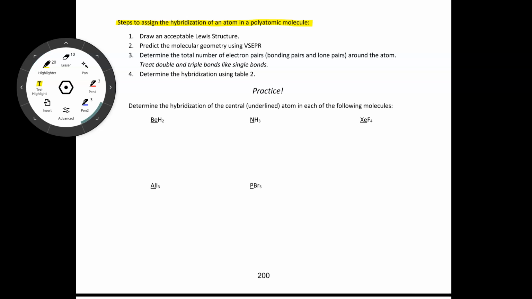So I'm going to follow the steps. Step 1 is draw a Lewis structure. Nitrogen has 5 valence electrons and each hydrogen has 1. So that gives me a total of 8 valence electrons. Nitrogen's in the middle, and I'm going to draw 1 bond to each hydrogen. That used up 6 valence electrons, and I have 2 left. Those 2 remaining valence electrons, I'm going to give them to nitrogen to complete its octet. So nitrogen has a lone pair. And I'm done. I've got a good Lewis structure. Nitrogen has an octet. The hydrogens have duets.